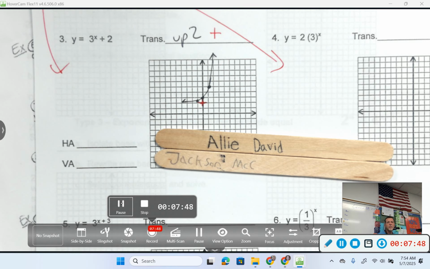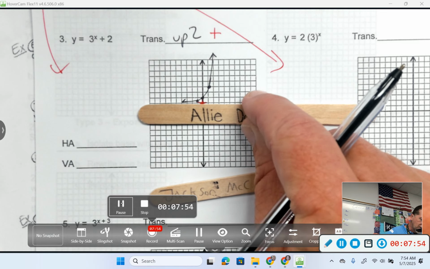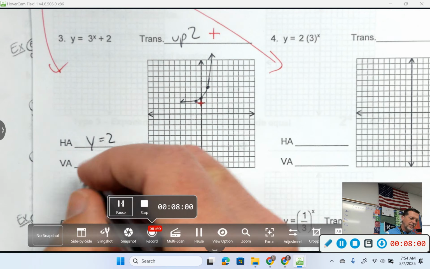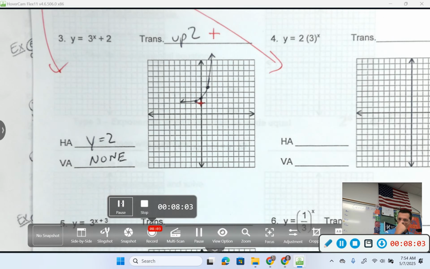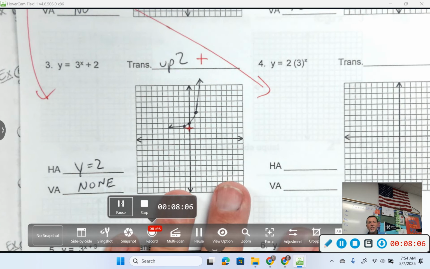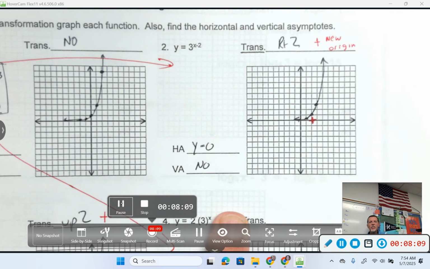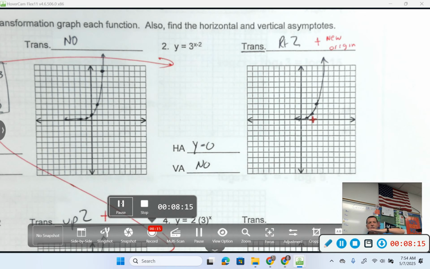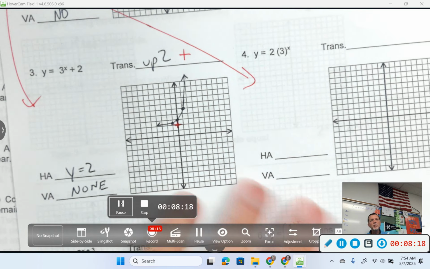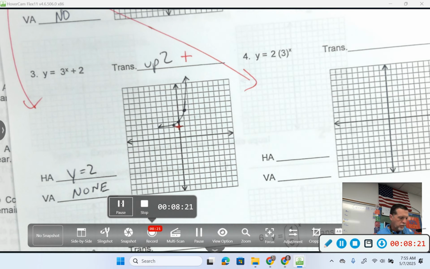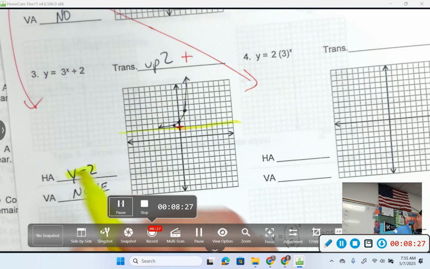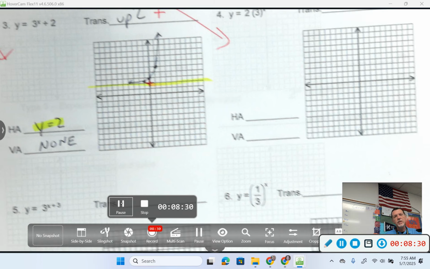Allie, how about the horizontal asymptote? I moved my graph up 2 spots, y equals 2. Jackson, vertical asymptote? None. So be careful with the horizontal asymptotes. It didn't change on that number 2, but that's because we moved it left-right. That didn't change where the horizontal asymptote was. You could move that left-right and it doesn't change. But when we moved the graph up 2, that bumped that horizontal asymptote up 2. And you don't have to highlight it. Some people like to kind of help them see what's going on.